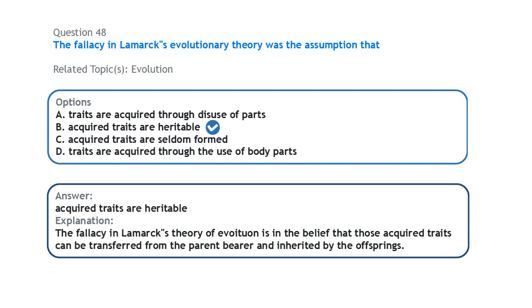So this idea does not have any genetic background. Okay, there's no gene for athleticism, like a gene for that athletic trait that can be transferred and all of that. So that was his fallacy, that those traits that have been acquired can be inherited by offspring.